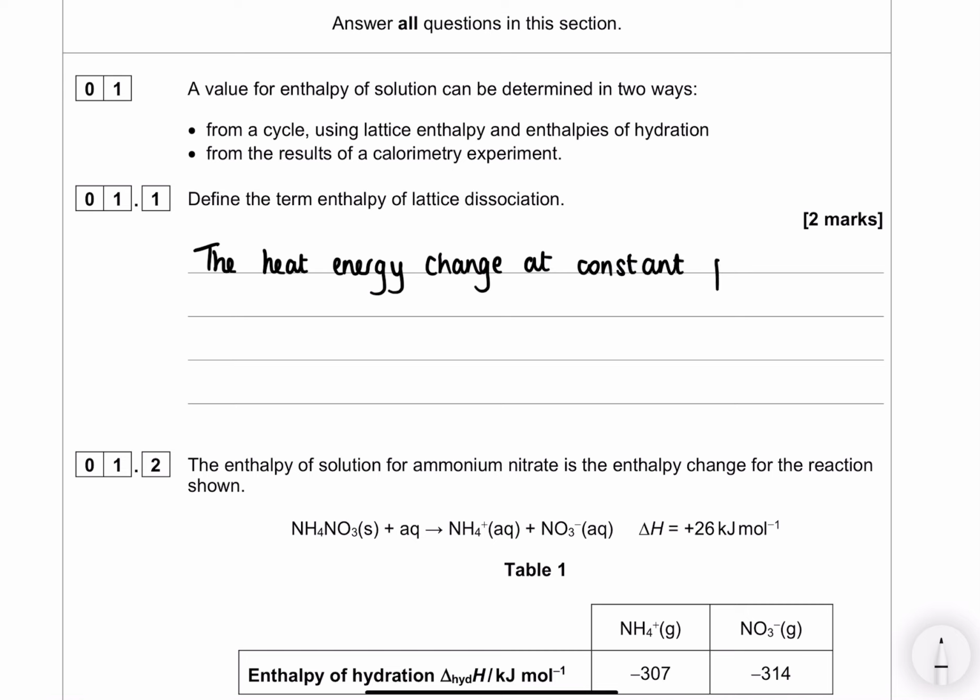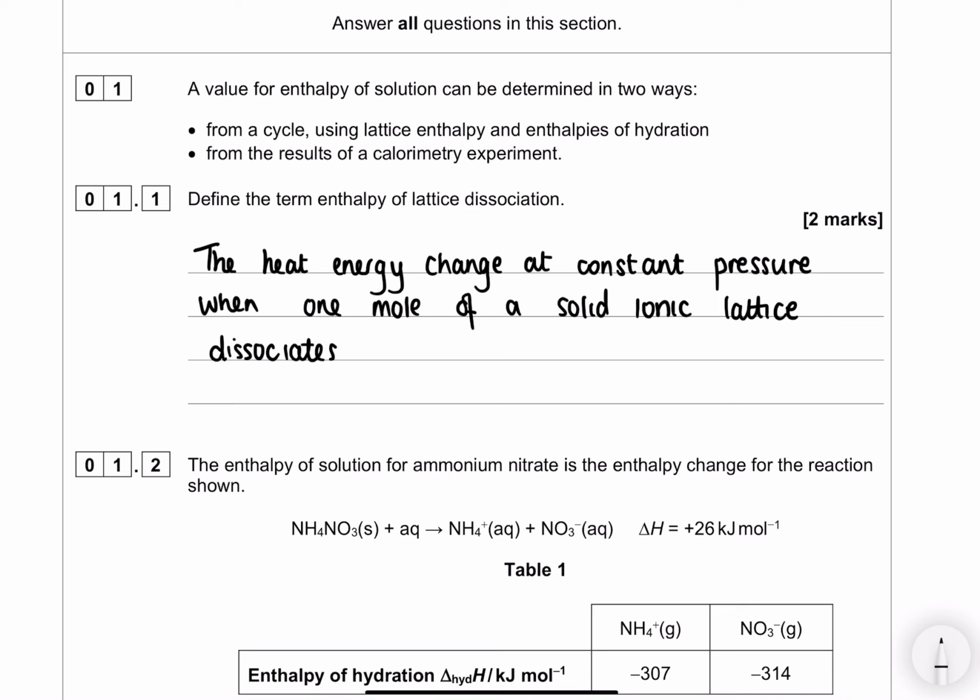You could, at this point, probably have just said enthalpy change, the heat energy change at constant pressure when, important part, 1 mole of, because it's per mole, and per mole of what? It's per mole of the solid ionic lattice dissociates, breaks down into gaseous ions, and that gaseous is another really important part.